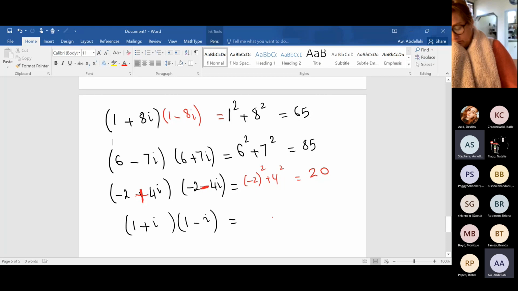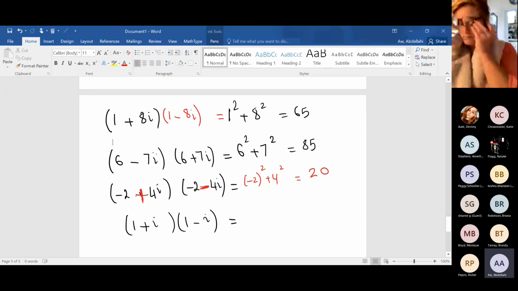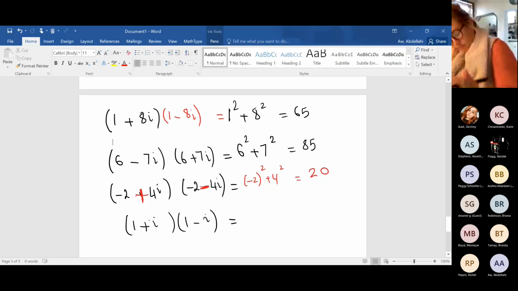Okay, so you see, that is sometimes expected because we don't involve the i when we do the shortcut. You just involve the numbers in front of the i. What we don't see here is a 1, right? It will be 1 squared plus 1 squared, which is 2.